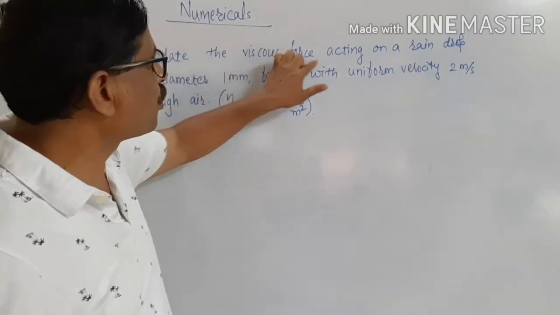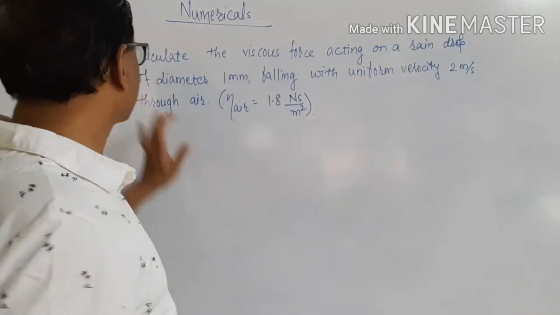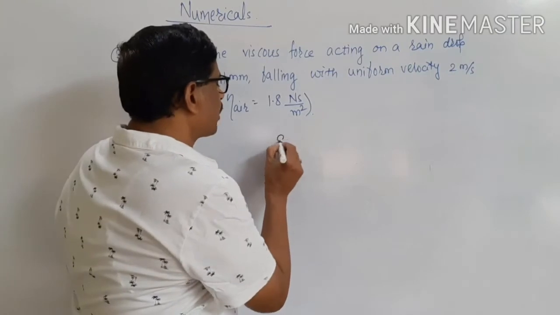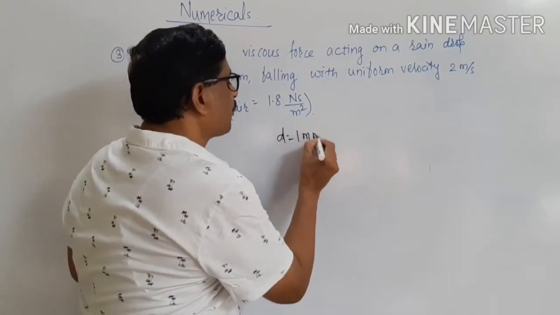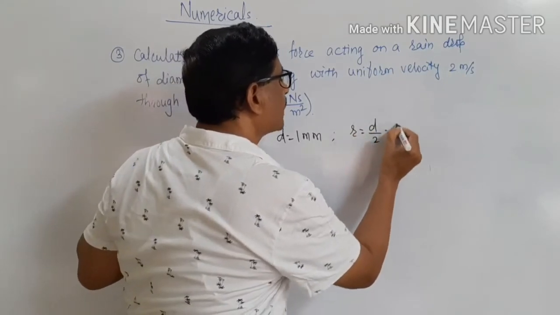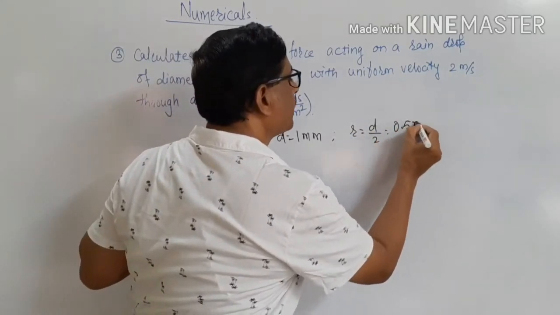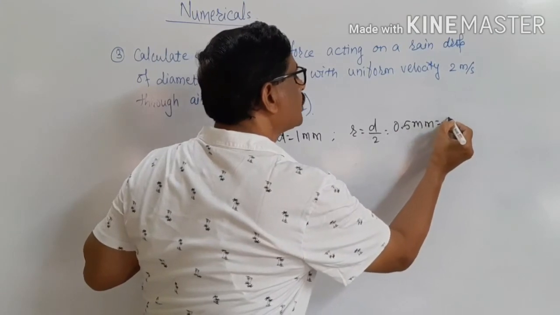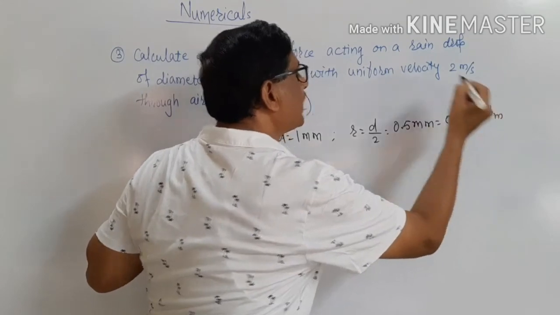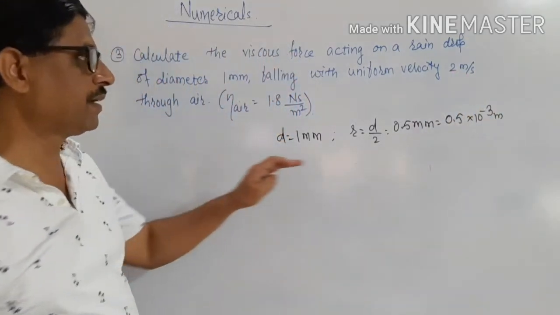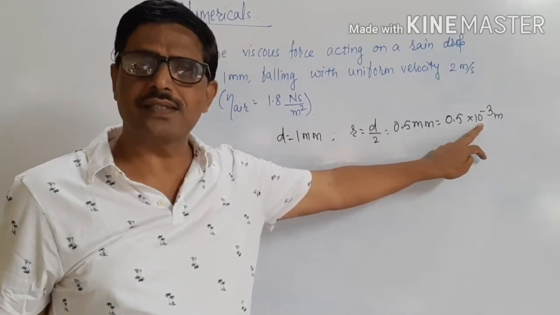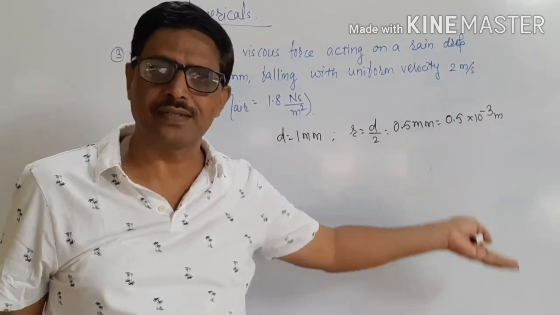Calculate the viscous force acting on a raindrop of diameter 1 millimeter. The diameter of the raindrop is 1 millimeter, therefore its radius should be equal to half of the diameter. It should be 0.5 millimeter, and in the SI system it is 0.5 into 10 to the power of minus 3 meter. 1 millimeter is 10 to the power of minus 3 meter. This conversion you have to remember, it is needed there.